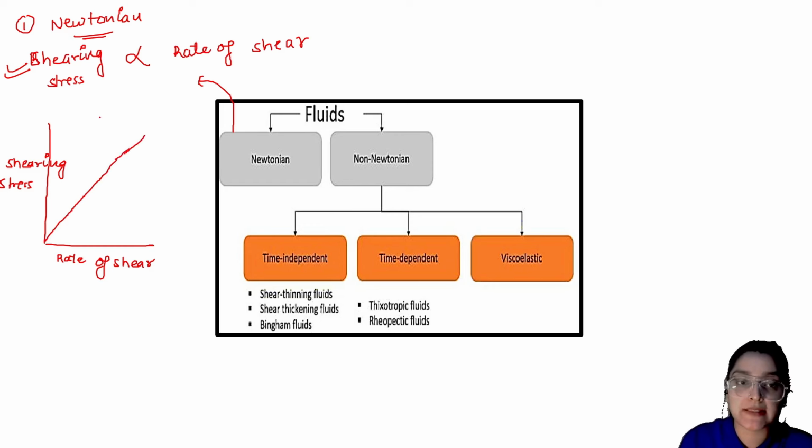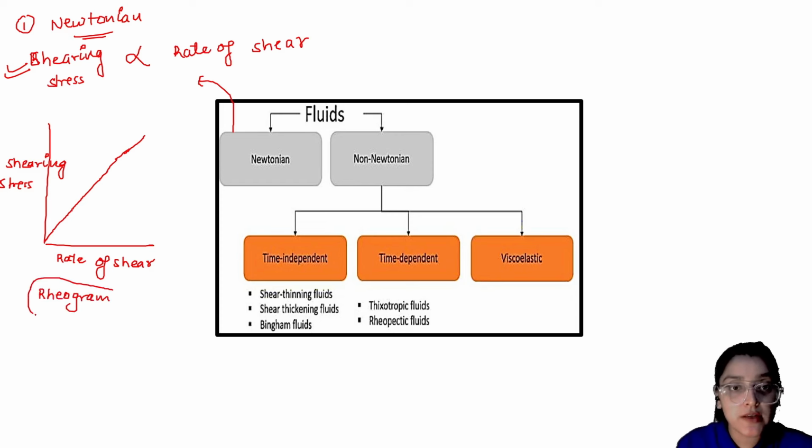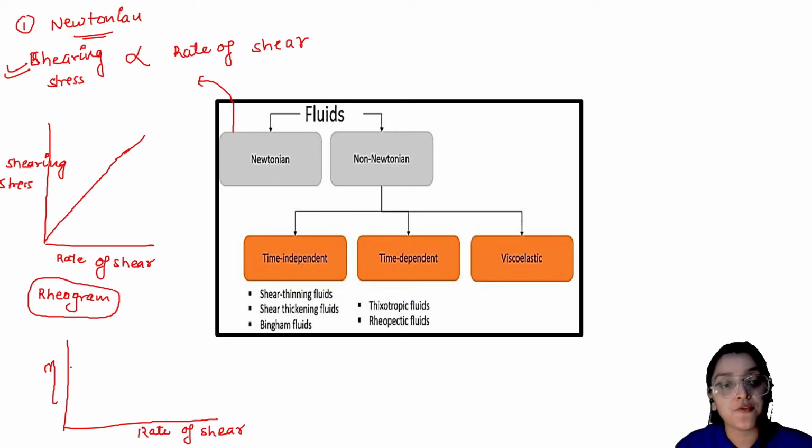Very important from the exam point of view. When you plot the shearing stress and the rate of shear, this is termed a Rheologram. This is a Rheologram for a Newtonian fluid. Similarly, if we plot the rate of shear with viscosity as a function of the rate of shear for a Newtonian fluid, then this plot is parallel to the rate of shear axis. This is termed a viscogram.